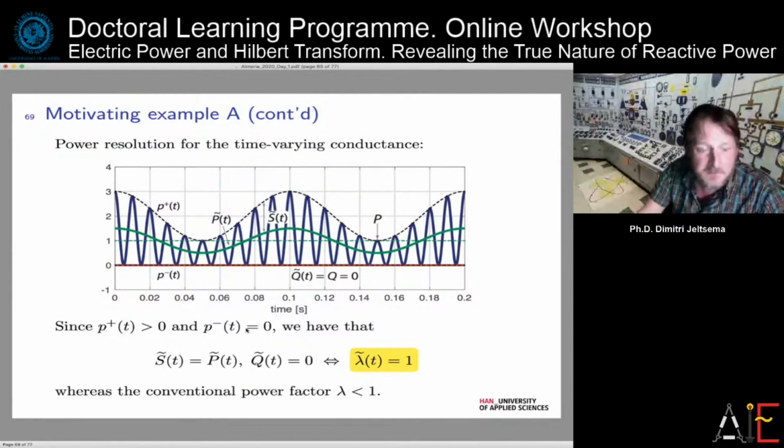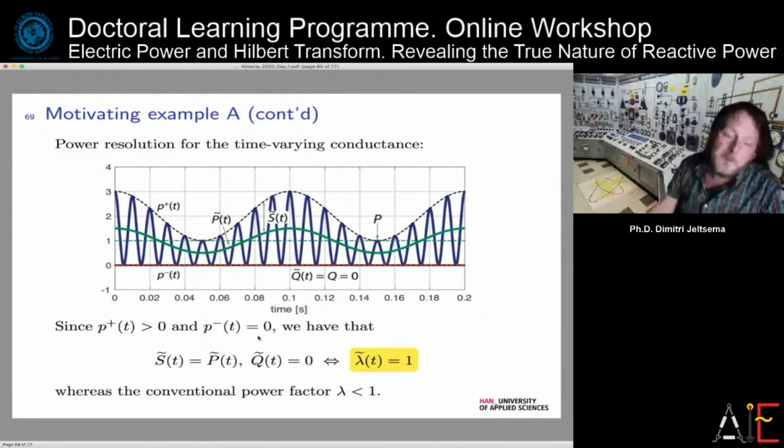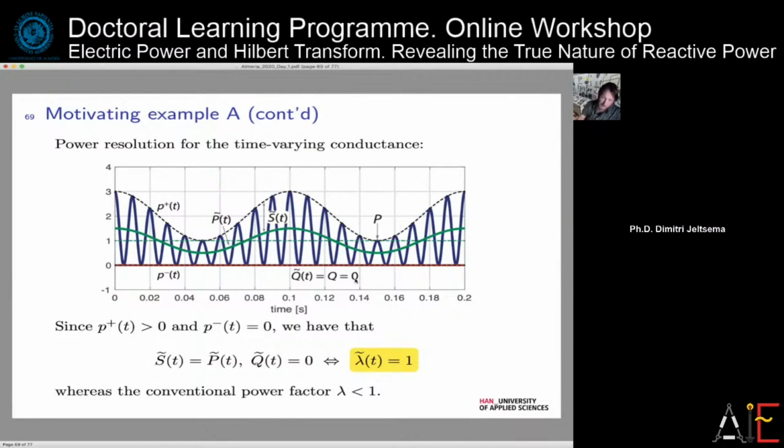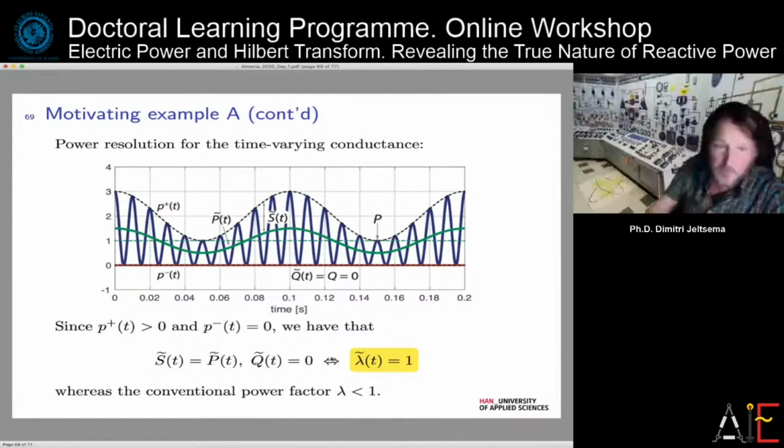Then you see that this time varying power trinity gives you a little bit of a different picture, because there is no imaginary power. I don't like to call this reactive power yet, or not at all, actually. There is no phase shift, so there is no imaginary stuff going on. But what you see is that your time varying apparent power equals your time varying real power, and that means that your time varying power factor is 1.